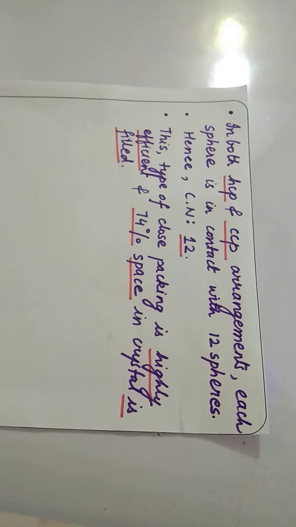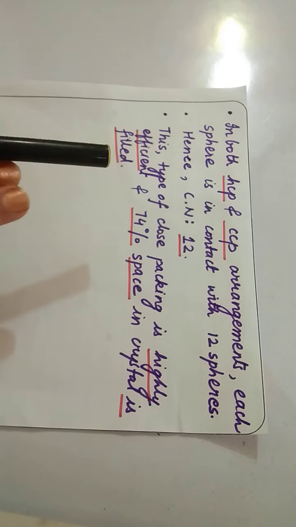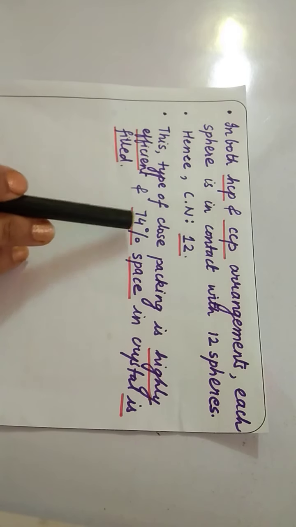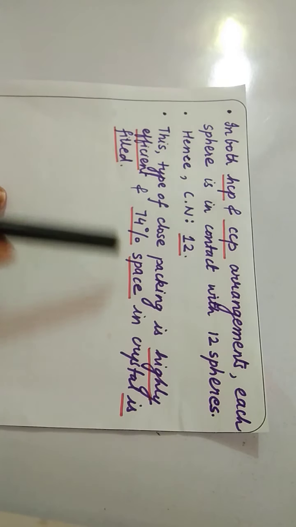So as the coordination number for both is 12, due to this we can conclude that the spheres are very close to each other and as they are closely packed, very little amount of space is left. That is, 74% space in HCP and CCP arrangements is filled. Therefore, these two types of close packing are highly efficient as 74% in these crystals is filled.